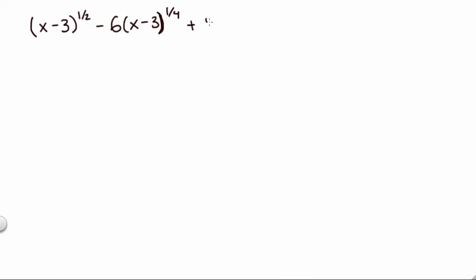Plus 8 equals 0. So the way it's written right now, we don't know how to solve this because we only know how to solve quadratic equations and linear equations. So what we're going to do is a substitution. We're going to let u equal (x - 3), and we're going to pick the smaller one of the two exponents. So we go with 1/4.